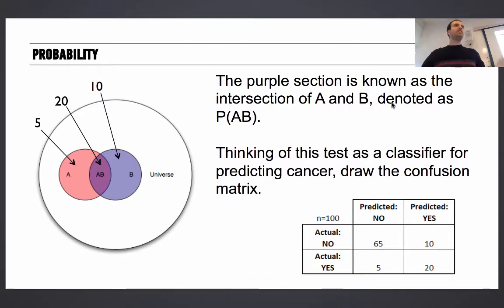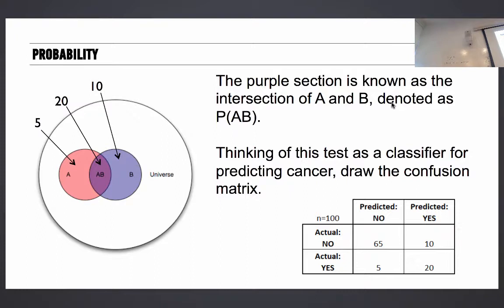Here is the confusion matrix. So our A and B, 20, that's our true positives. Our true positives are in that little purple space. Our true negatives are people in the white space. The white space is the biggest one. That's our true negatives. Our 5 on the A, people who have cancer, but the test said no, what is that called? When the test said no, but they actually had it, what is that called?